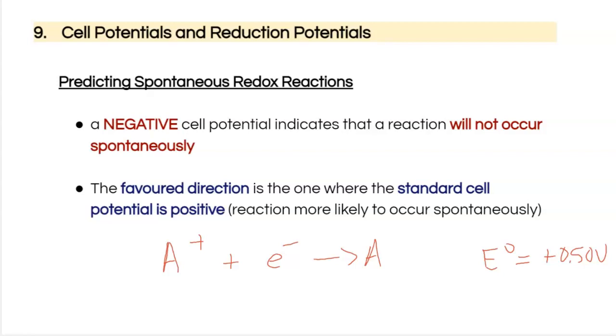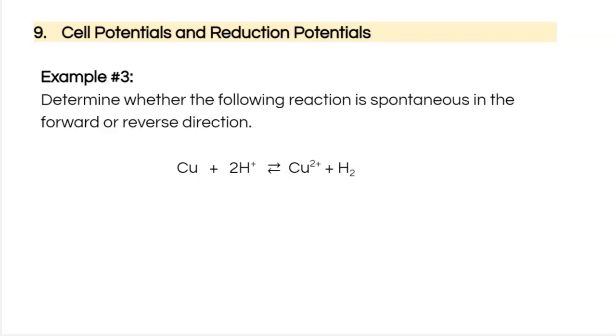So let's go ahead and try a question to help us practice this. Here is a typical example that you would have associated with the last little bit of notes. It says, determine whether the following reaction is spontaneous in the forward or reverse direction. We have copper reacting with hydrogen ions, and copper ions reacting with hydrogen. They're not really telling us whether water is involved here, whether this is aqueous or not, although without that information, it's hard to tell.